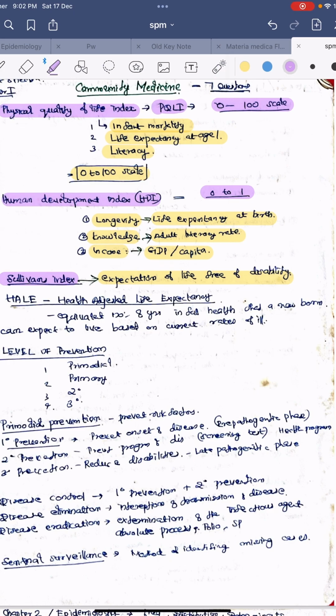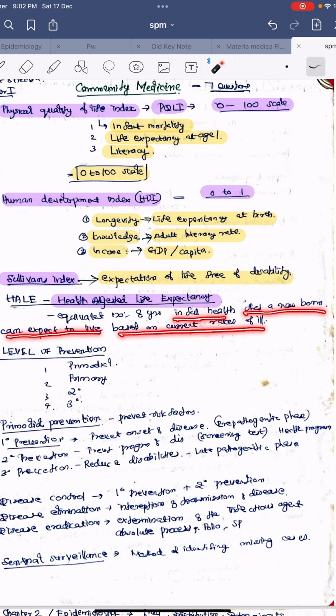Next concept is health adjusted life expectancy. This is the equivalent number of years in full health that a newborn can expect to live based on the current rates of illness. So these are the main concepts in the first section.